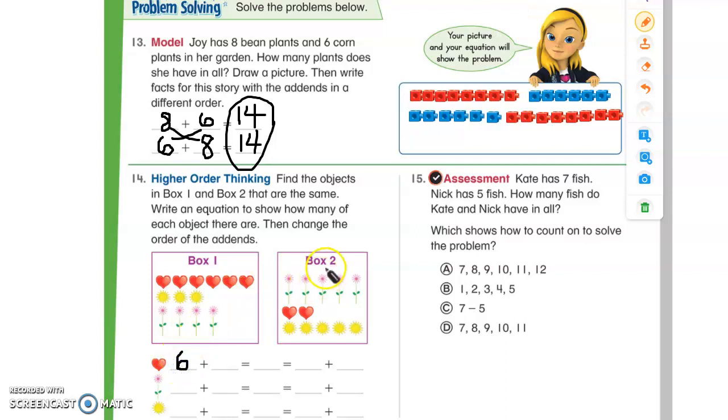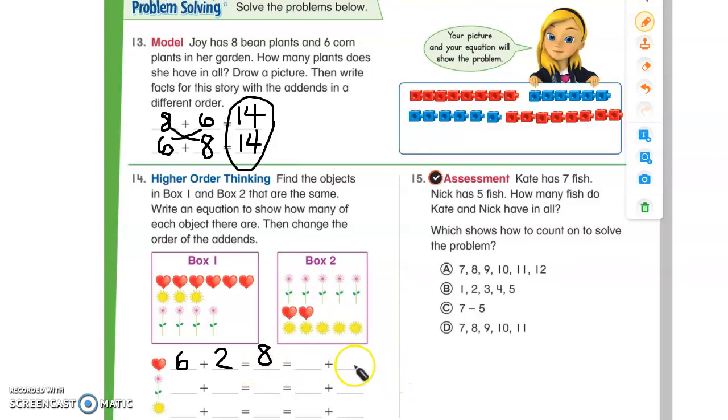Then I would look in box 2 for how many hearts. I have 1, 2. So my equation would be 6 plus 2 equals blank. So now I am going to practice counting on for my hearts to get the sum. 6, 7, 8. So the sum of 6 plus 2 equals 8.